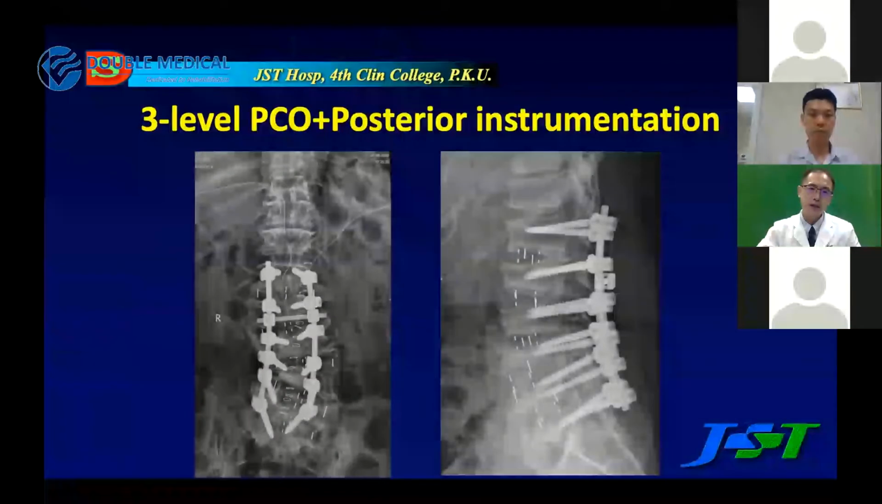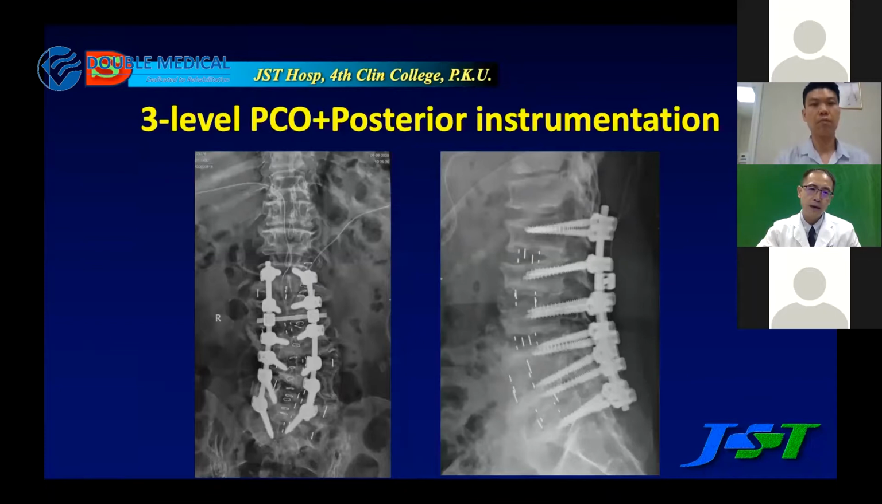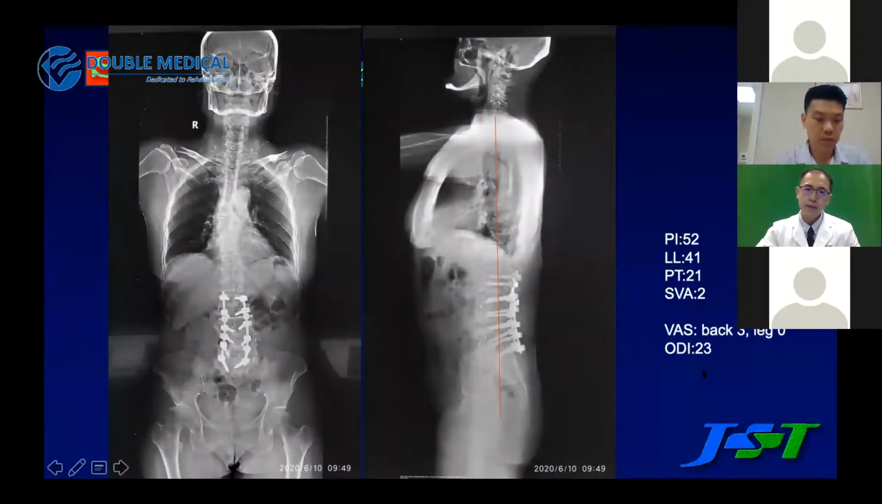So for this patient, in the second stage, I do a 3-level PCO from L2 to L5 plus a posterior instrumentation. This is the X-ray taken after the second stage. We can see that the lumbar lordosis was restored, and the whole spine X-ray showed that the SVA is only 2 centimeters, and LL is restored to 41 degrees, which matches the PI.